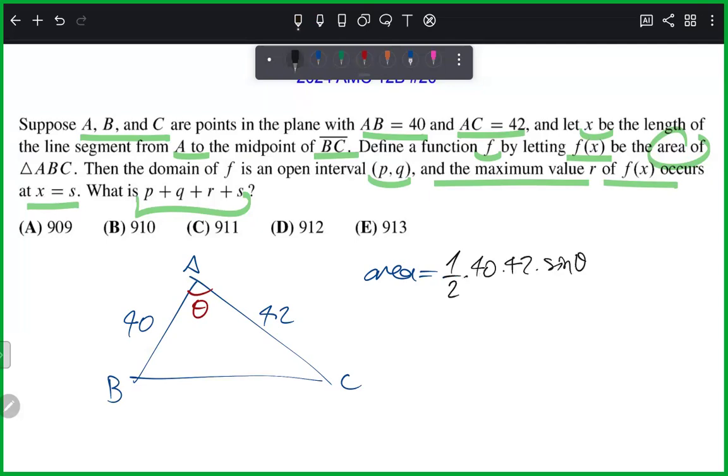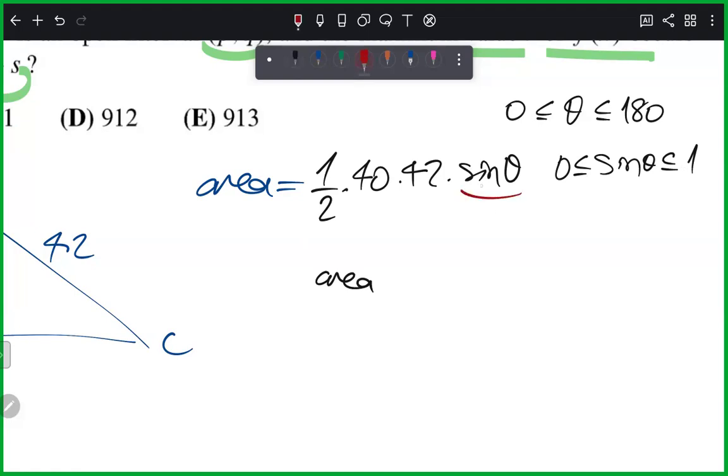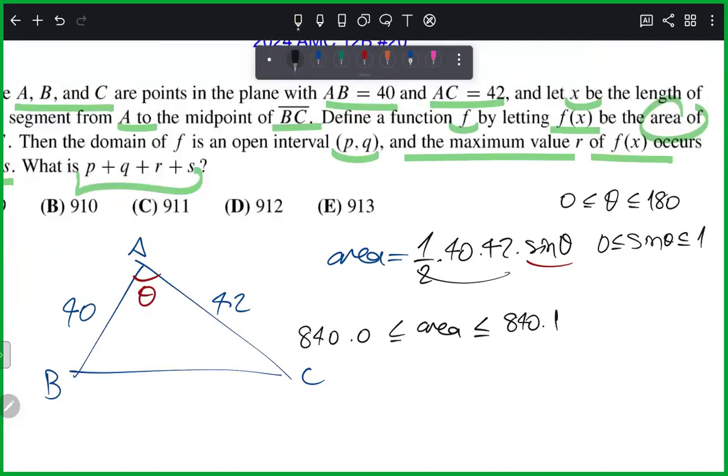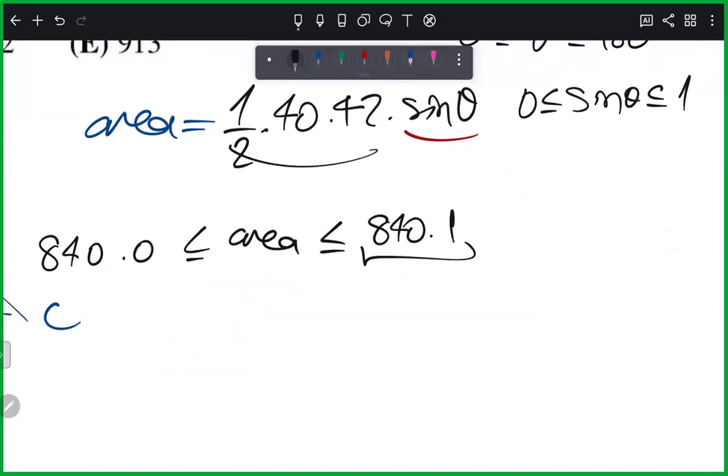Okay, and then observe that theta has to be between 0 and 180 degrees. In that case, sine theta is between 0 and 1. Then the area is between, so this multiplies to 840 times 1, less than or equal to 840 times 1. Hence, the maximum value of the area is 840.